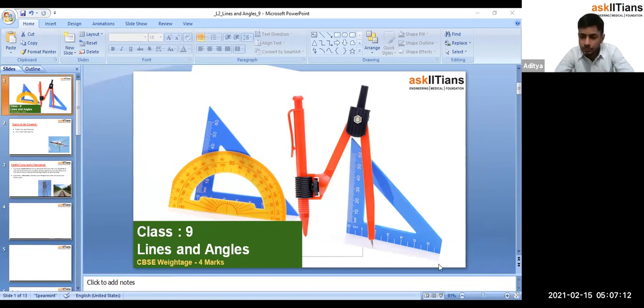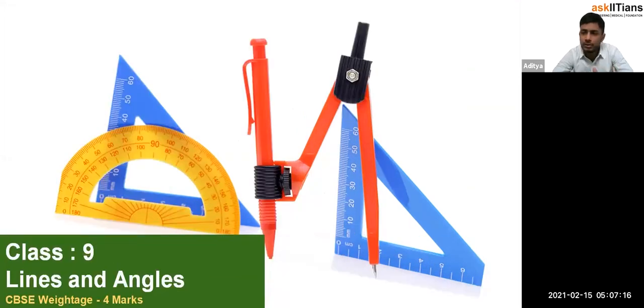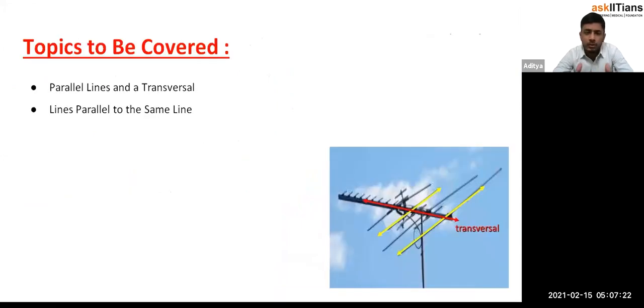In the first lecture, we had seen the types of angles, different pairs of angles, how we name them, etc. In this chapter, we'll mainly be covering the topics of parallel lines and how they interact with a transversal and lines parallel to the same line, correct? Now, in real life, also, several times we often encounter parallel lines.